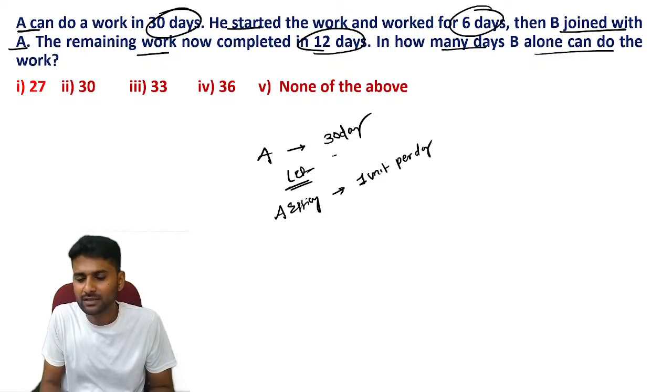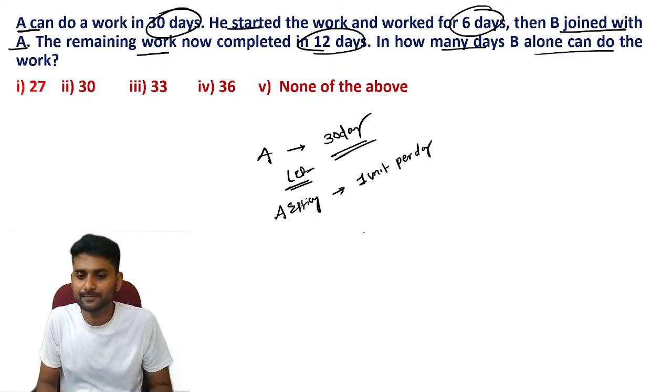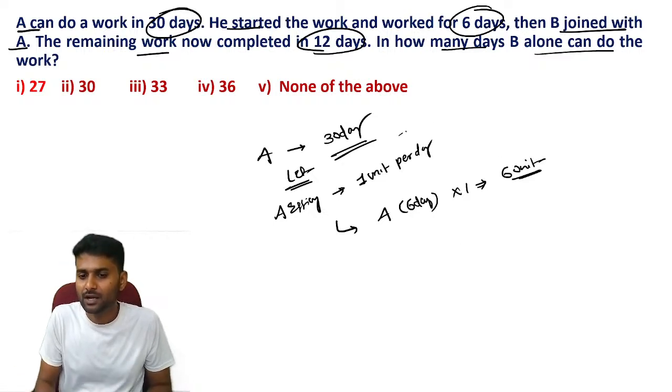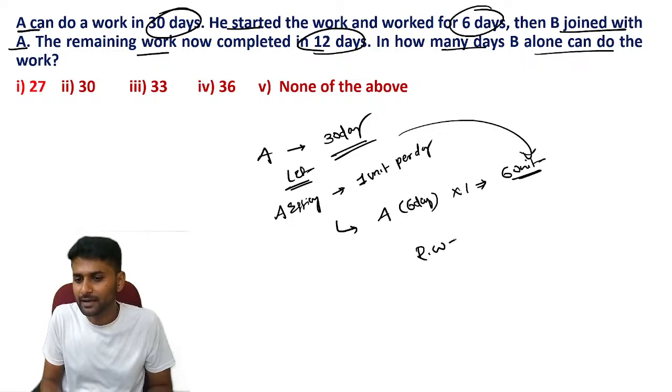Then only that work is completed in 30 days. According to the data, A works for 6 days. According to the efficiency, he will complete 6 units in 6 days. Now, how much work is remaining? Remaining work is exactly equal to 24 units.